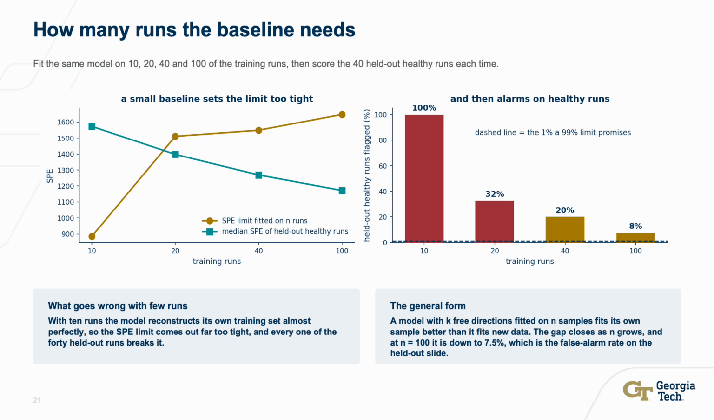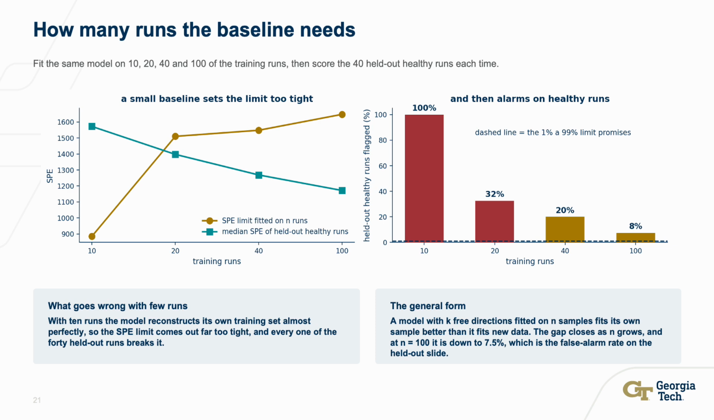The left panel shows two curves. The gold one is the SPE limit that each model sets for itself. Remember where a limit comes from. It is the 99th percentile of the training scores of that particular model. So each of these four models produces its own limit from its own 10, 20, 40 and 100 runs. Nothing is carried over between them. The teal curve is the median SPE of the 40 held-out healthy runs, which are the same 40 runs every time. With 10 training runs, the limit sits far below where unseen healthy runs actually land.